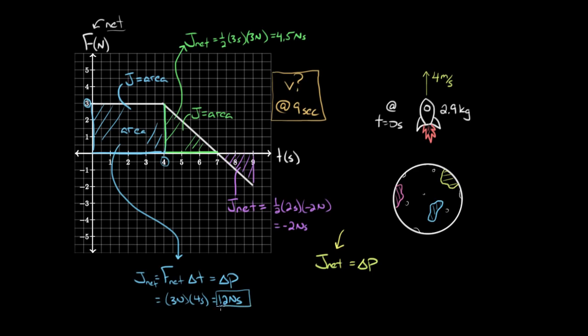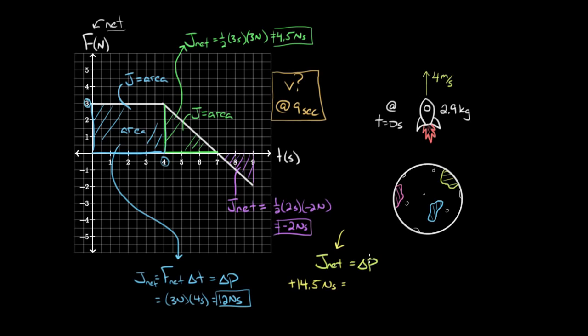So during the first 4 seconds, there was 12 newton seconds of impulse. During the next 3 seconds, there was 4.5 newton seconds of impulse, and during this last portion, there was -2 newton seconds of impulse, which if you add all those up, 12 plus 4.5 plus -2, you're going to get positive 14.5 newton seconds of impulse. That's good news for our alien buddies over here. They need to get off this moon, which means they need positive impulse, upward impulse. They got some positive impulse.